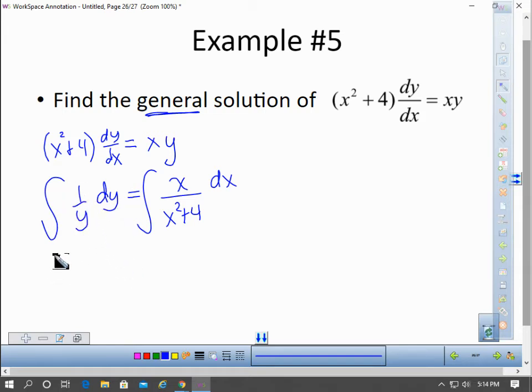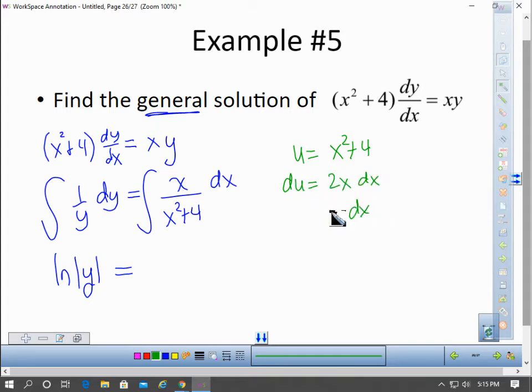So the integral of 1 over y is the natural log of the absolute value of y. Then over here, this is a u substitution. So we want u to equal the denominator, because I noticed the derivative of x squared plus 4 is 2x, and I've got the x up here, I just don't have the 2. So I'm going to let u be x squared plus 4. So I know it's a natural log problem. And then du is 2x dx. So then my dx is du divided by 2x.